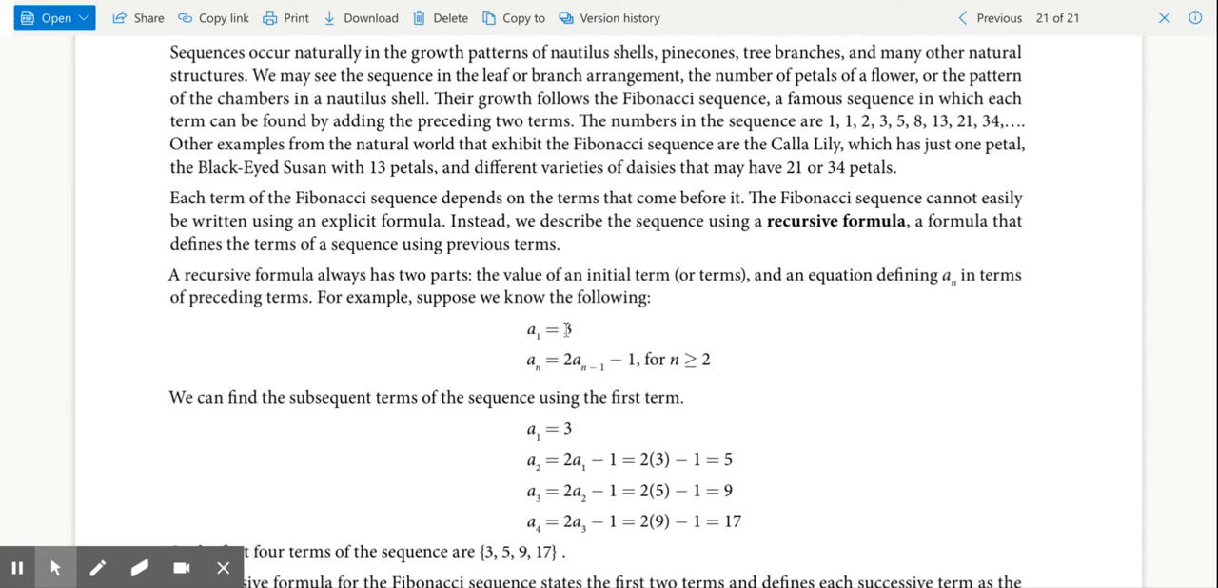Anyway, with recursive formulas, we always need to state one of the terms. It's usually the first term, but it doesn't have to be. But you always need a term because you have to have a term to find the next term. So I can't just give you this and not tell you what one of the terms is, because then I won't be able to use this formula. This formula is useless if I don't have a term to work with.